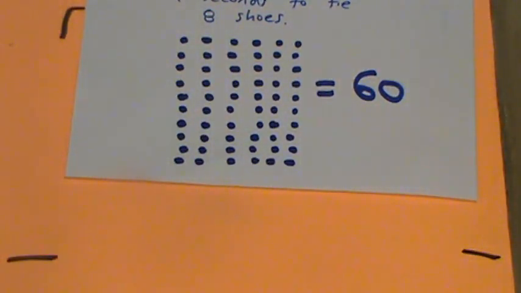And that's kind of a magic number in telling time because there's 60 seconds in 1 minute, and 60 minutes in 1 hour. So let's time 1 minute. And just to see how long that takes, 1 minute.